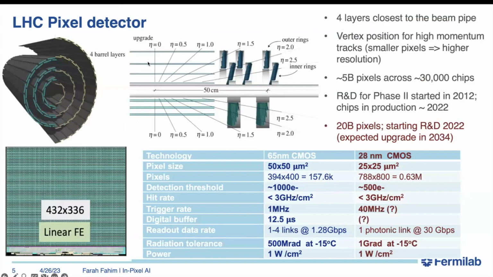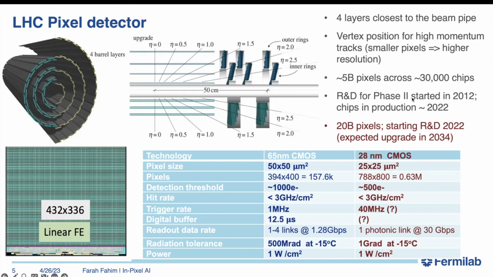Okay. So the current LHC pixel detector, I'm here focused mainly on the CMS pixel detector. The plan is to have four detector layers closest to the beam pipe. It essentially acts as a vertexing detector. So the smaller the pixels, the higher the resolution. The chips that have currently been designed, which are going to lead to the phase 2 upgrades, have roughly about 5 billion pixels across 30,000 chips.